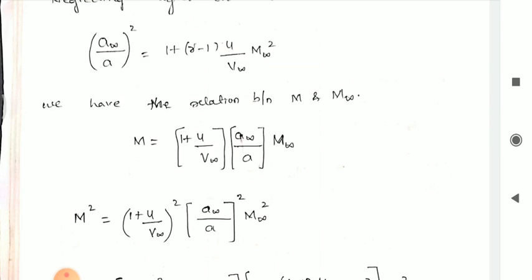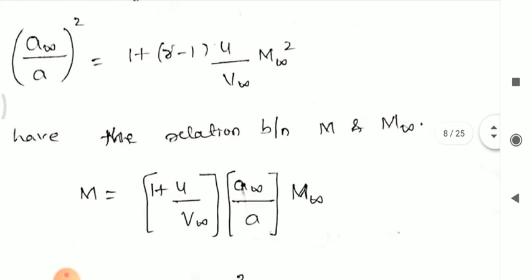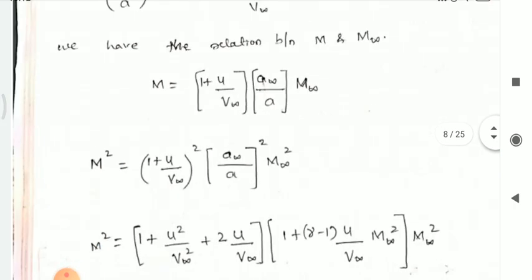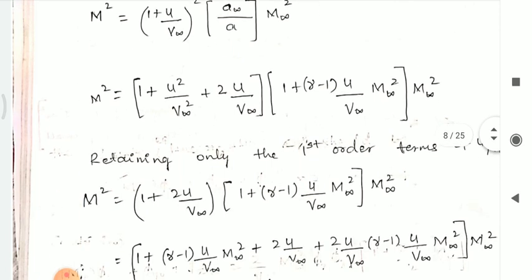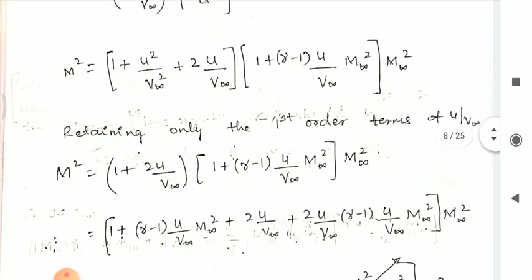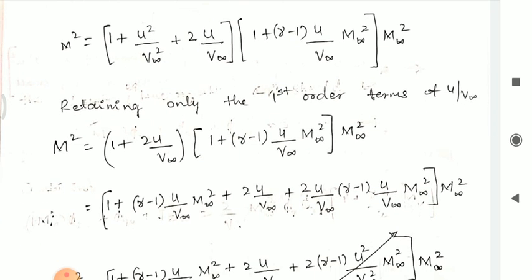(a/a∞)² we have from this equation, and that you are supposed to substitute, and the remaining everything is the same. So m² is equal to (1 plus u/v∞)², which you have to expand using the (a plus b) whole square formula, 1 plus a² plus b² plus 2ab, with the (a/a∞)² formula from the above equation and m∞² as this, and retaining only the first order terms of u/v∞. That is, wherever u²/v∞² is there, those things you have to neglect.